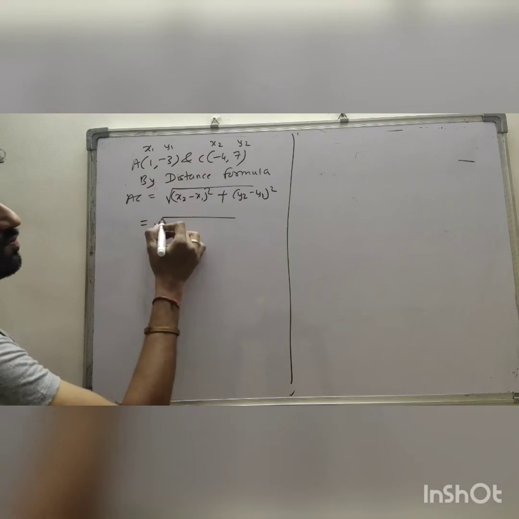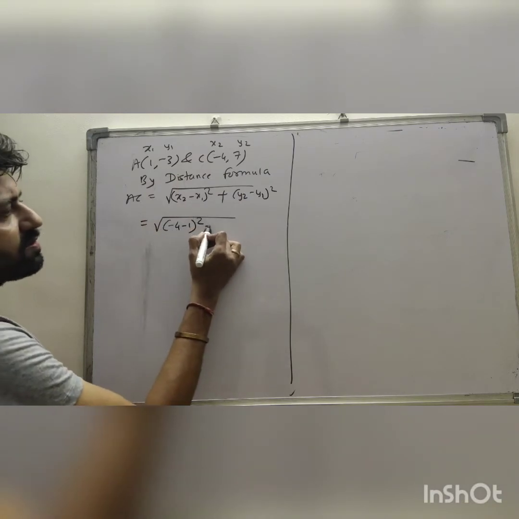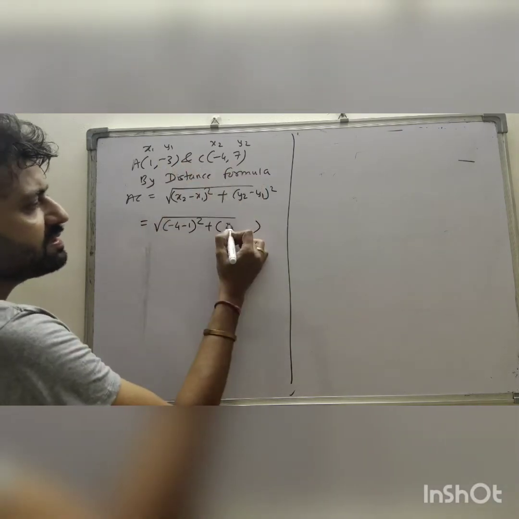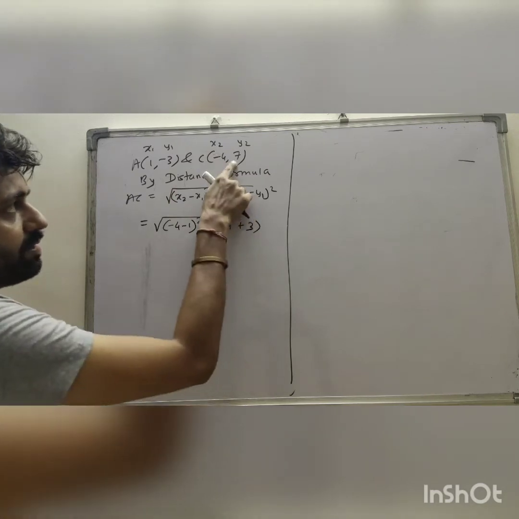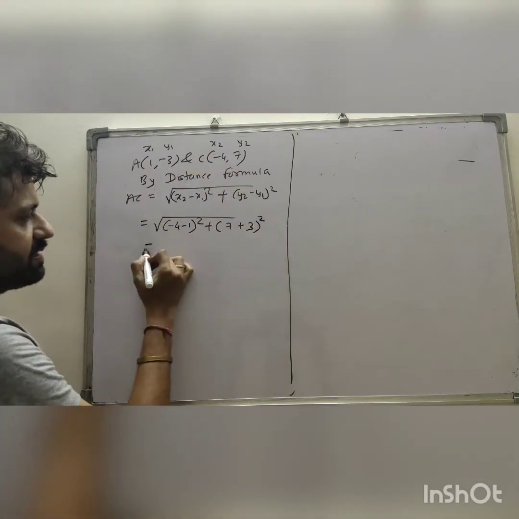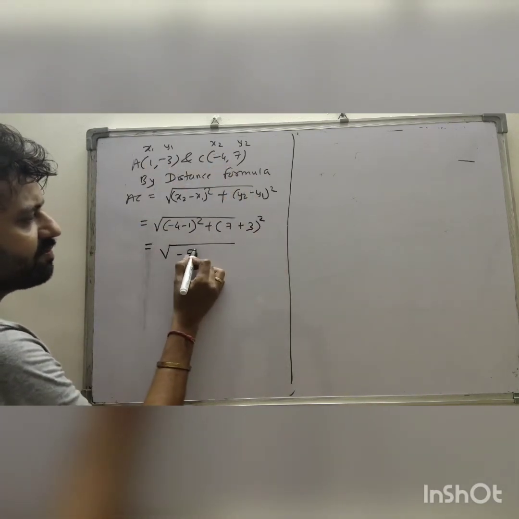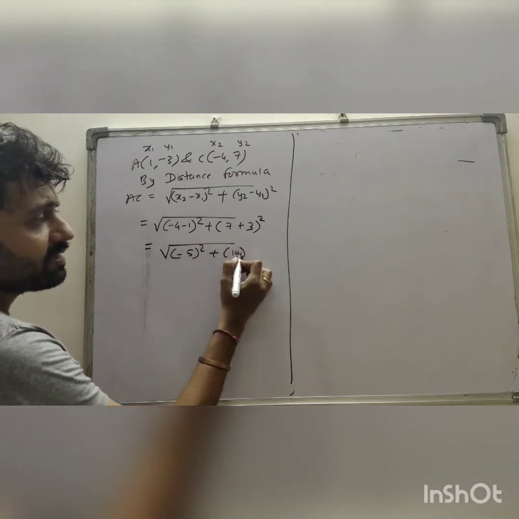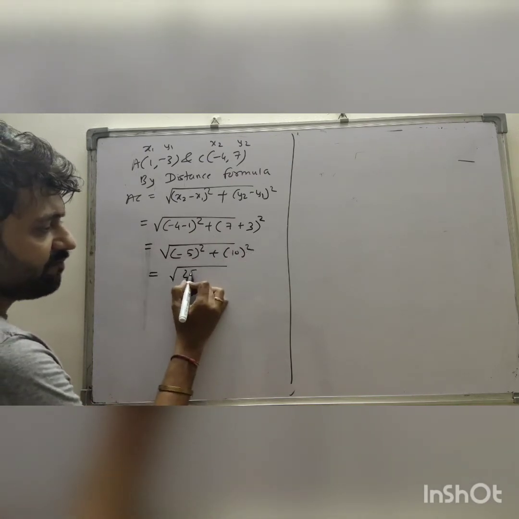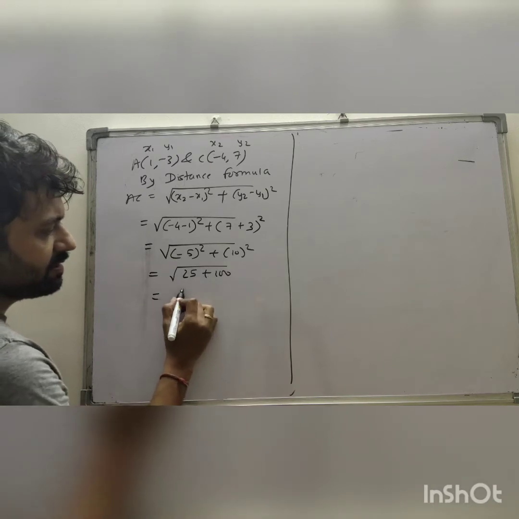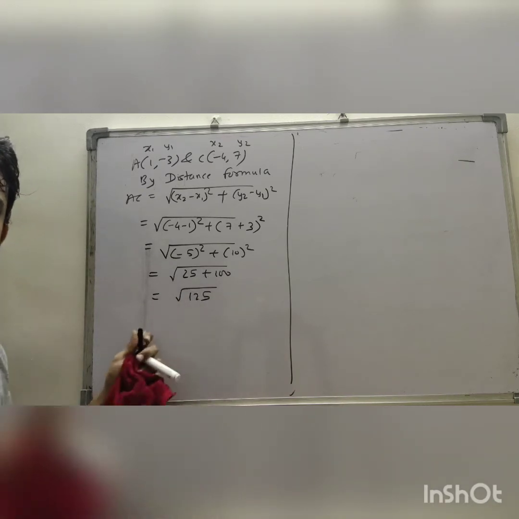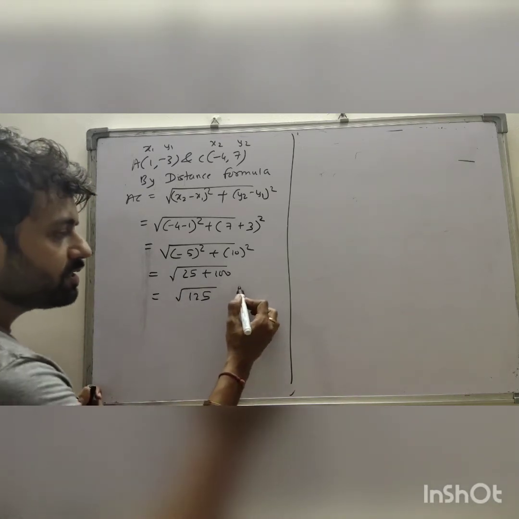Minus 4 minus 1 the whole square plus 7 minus minus 3. 7 minus minus 3 gives 7 plus 3. This is minus 5 squared. This is 10 squared. This is 25. This is 100. This is 125. This is called a pure surd.